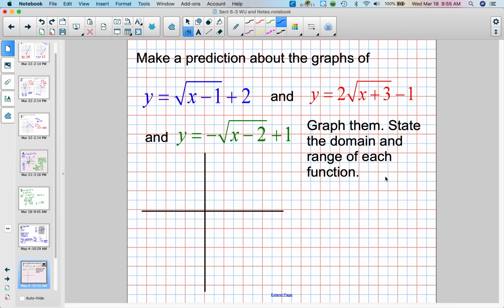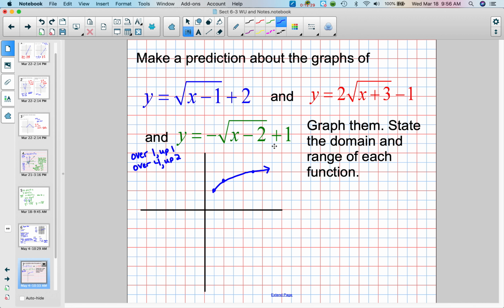Okay, so make a prediction about the graphs of these and then graph them and state the domain and range of each function. I would really love it if you would pause and do that first and then come back, okay?